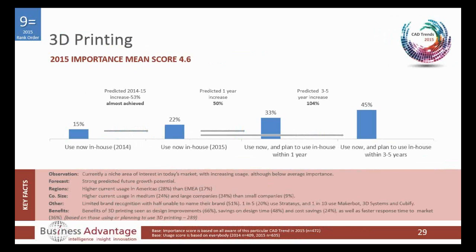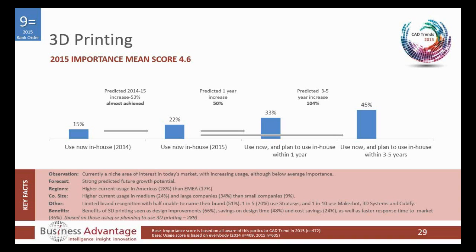3D printing was the next one we looked at, and although this has a below-average importance rating of 4.6, it's actually increased from last year when it was 3.9. Awareness of 3D printing, as Chris mentioned, has certainly increased to 74% compared to 66% last year. And the predicted increase in usage was 53%. In fact, we saw slightly less than that, about 47%. So it almost met the high growth prediction. But looking ahead 3 to 5 years, we're anticipating growth of 104%.